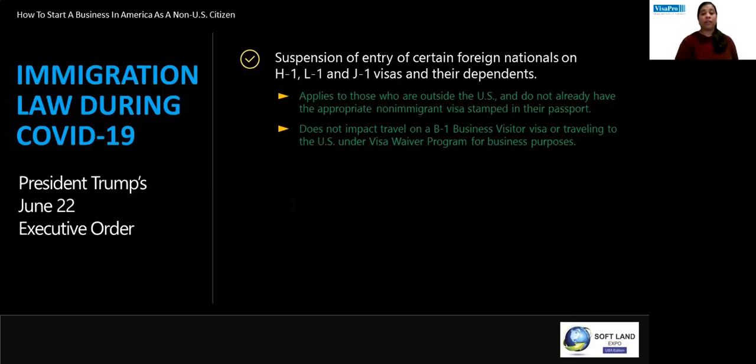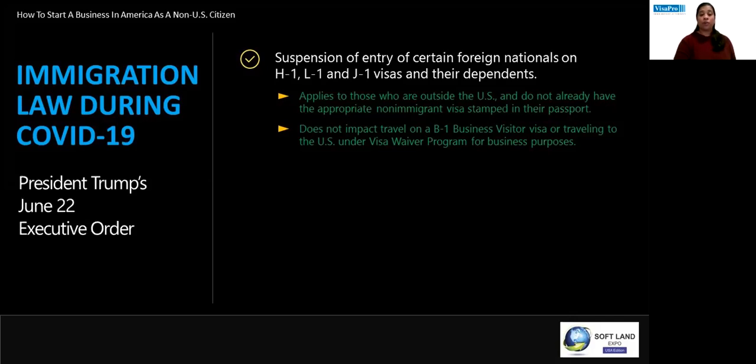Now, keeping in mind the current extraordinary time, let's take a quick look at a key COVID-19 related impact on the L1 visa process. President Trump's proclamations limiting immigration into the US were released on June 22, 2020, which suspended the entry of certain foreign nationals on H1, H2, L1, and J1 visas and their dependents until the end of this year. The suspension applies only to those foreign nationals who are outside the US and didn't already have an appropriate non-immigrant visa as of June 24th. Earlier proclamations restricted the entry of those from China and the Schengen countries, as well as the UK and Brazil.